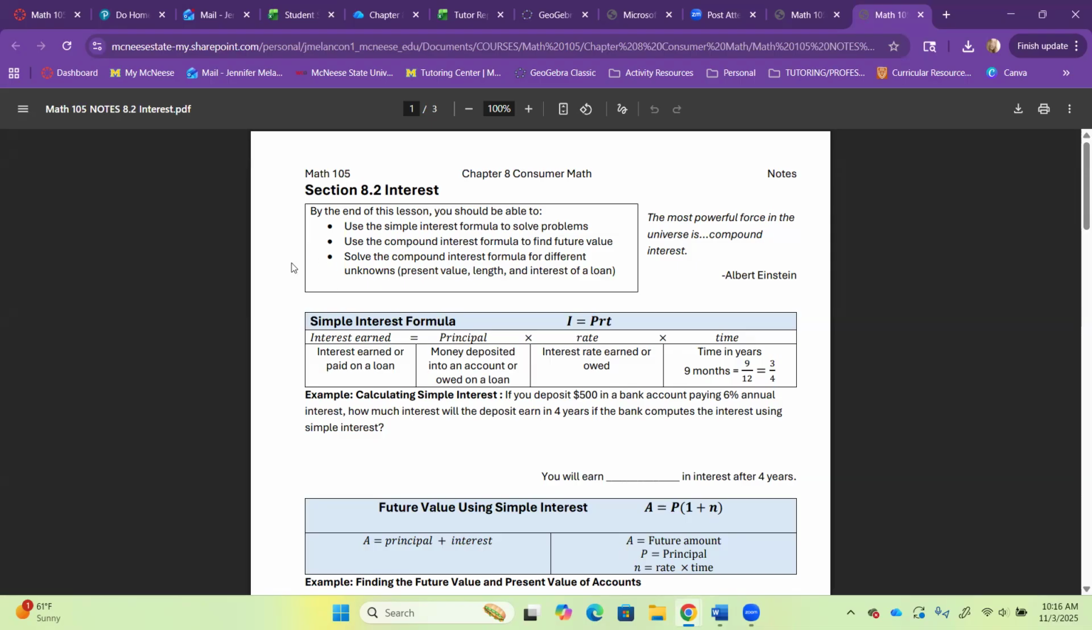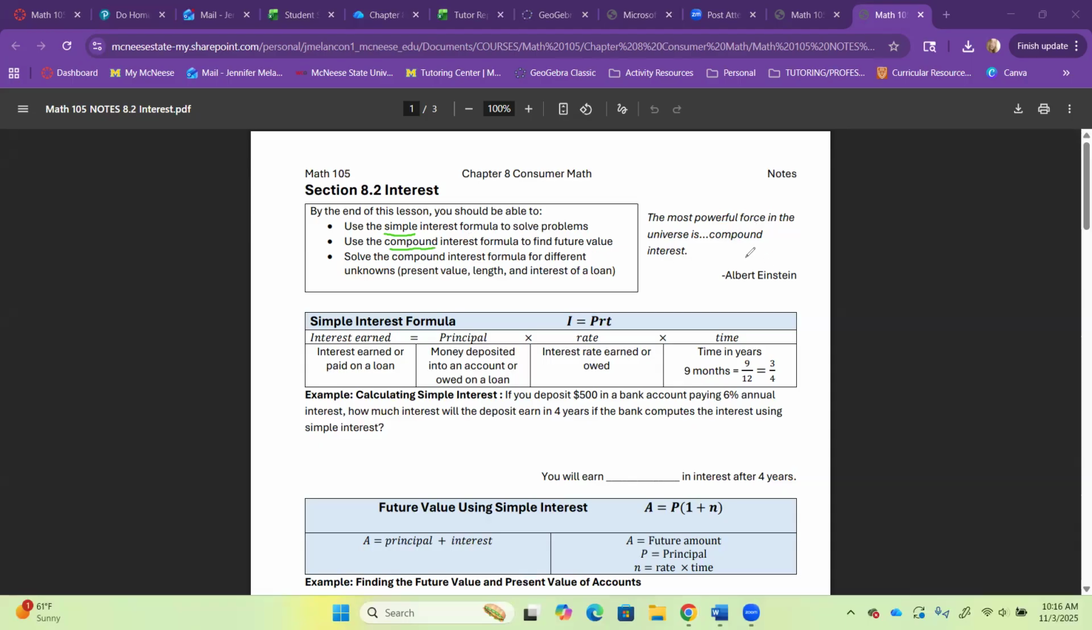By the end of this lesson, you should be able to use a simple interest formula to solve some problems, and use the compound interest formula. So we've got the simple interest formula, and then we have what's called the compound interest formula to find future value if we were to deposit some money into an account at an interest rate for a specified amount of time to see how much it would grow.